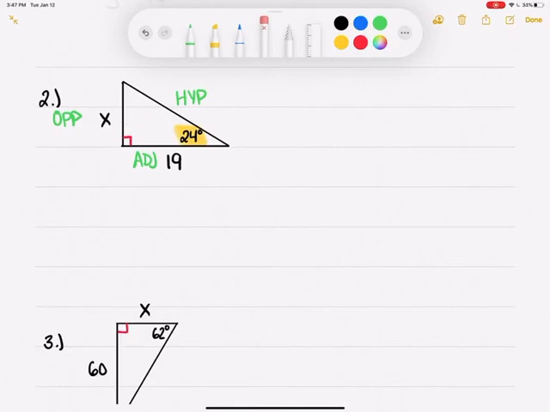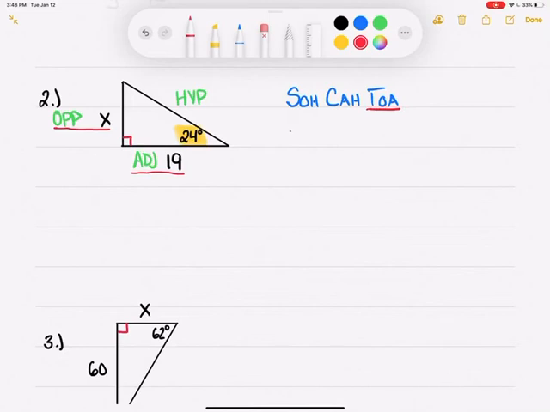Now looking at SOH-CAH-TOA, I have information for the adjacent leg and the opposite leg. So I have an O and an A. If I look at my three options, SOH-CAH-TOA, the only option that has an O and an A is TOA.